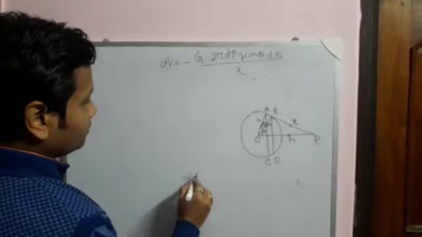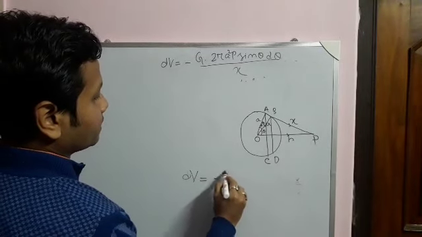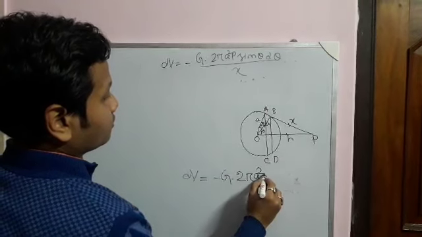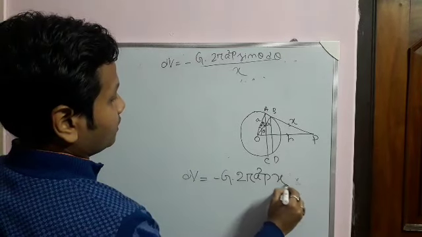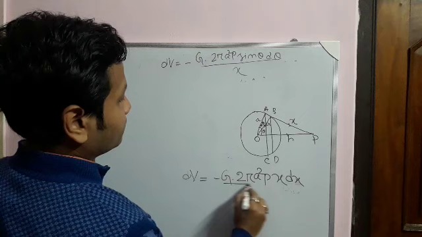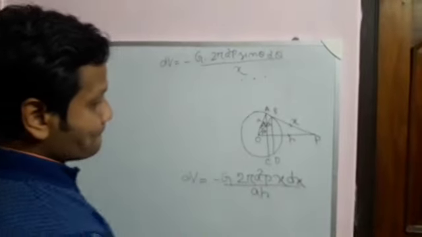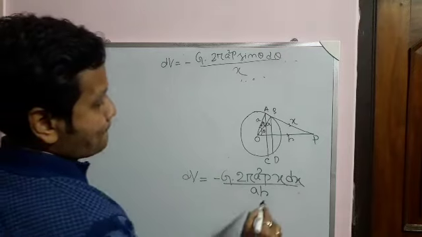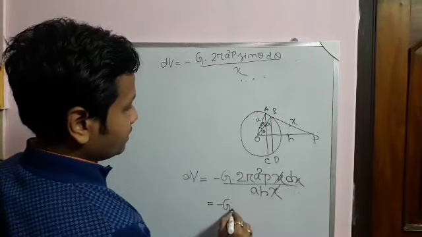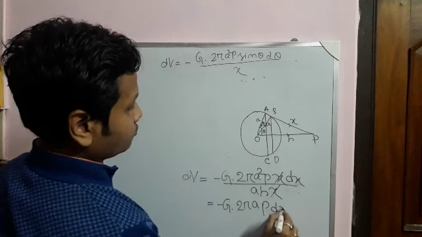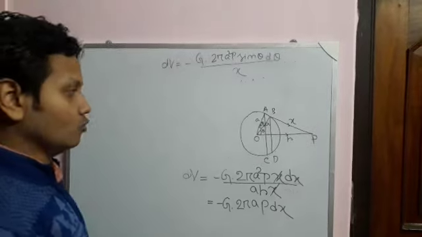So what will be my dv? My dv will be minus g into 2 pi a square rho into x into dx upon r by ar, okay? And this is also x, so this cancels. So what we get? Minus g into 2 pi a rho dx. So this is the general formula.